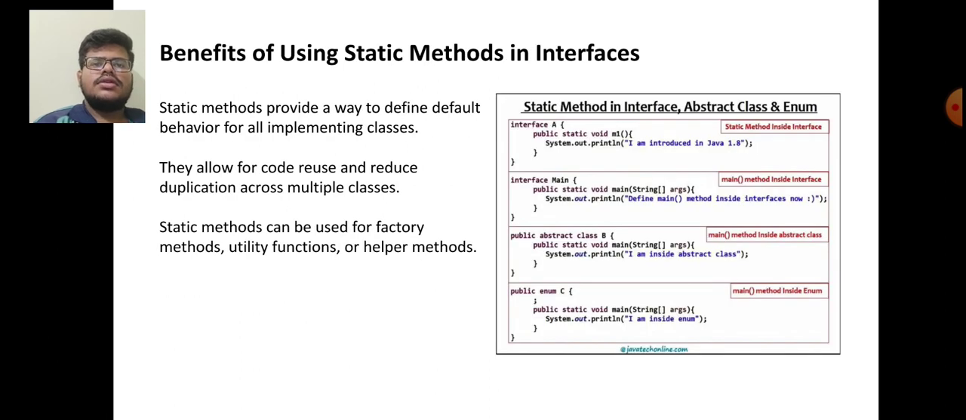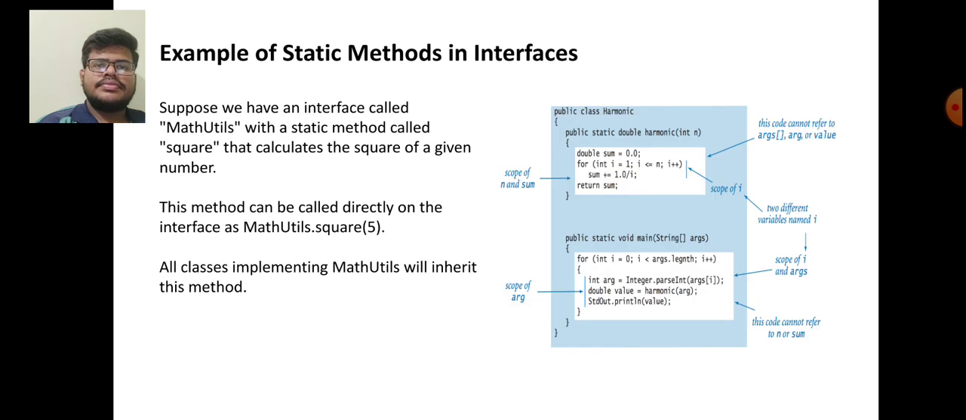Benefits of using static methods in interfaces. Static methods help define default behavior for all implementing classes. They allow for code reuse and reduce duplication across multiple classes. Static methods can be used for factory methods, utility functions, and helper methods.